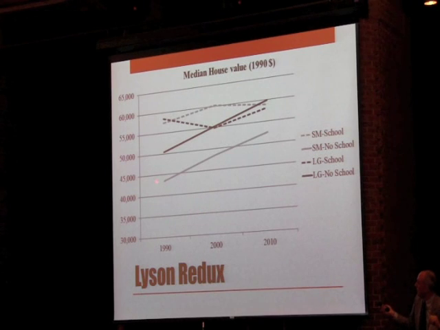But down here, notice, these were the large, I'm sorry, this is the small with no school and the small with a school. The steady increase in the housing values of those communities. So over the last 20 years, if you didn't have a school, your housing values increased, adjusting for inflation. So is a school good for the community or not?